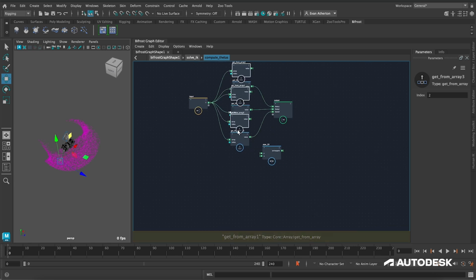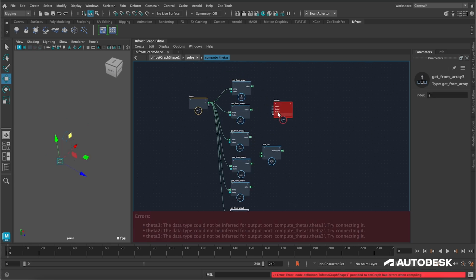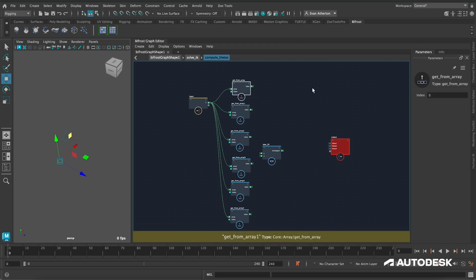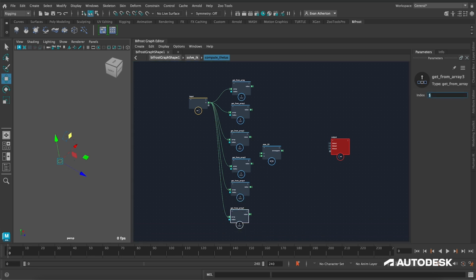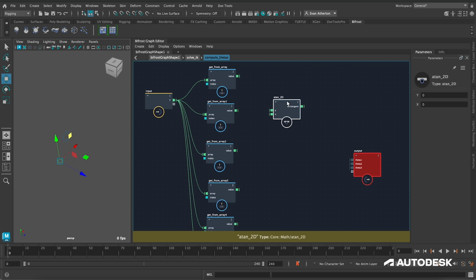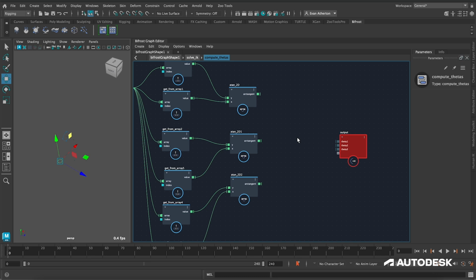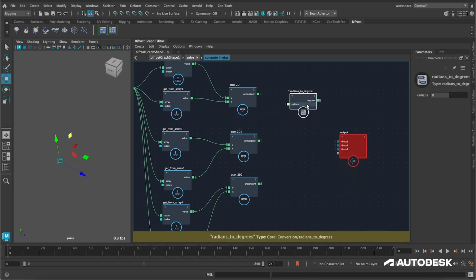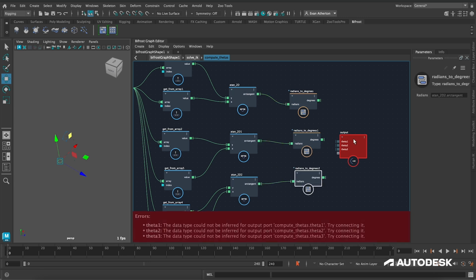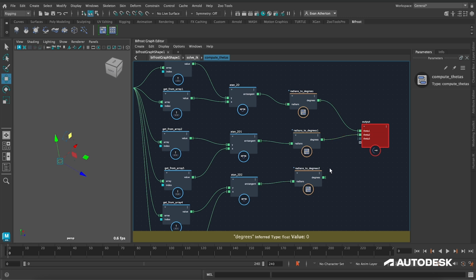So the first thing we'll do is duplicate these so we get six get from arrays. We'll separate our output here, so make sure all our indices are correct. So we'll get zero index, one, two, three, four, and five. And then our ATAN 2D node here, we'll need three of those for theta 1, theta 2, theta 3. And these are going to be sine over cosine here. And the output of this again is radians, so we want to convert that back to degrees for our solver. And then pass these new values out to theta 1, theta 2, and theta 3.